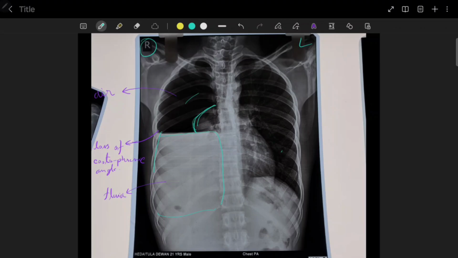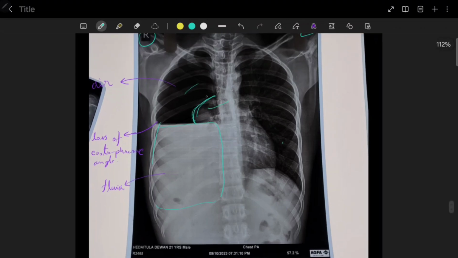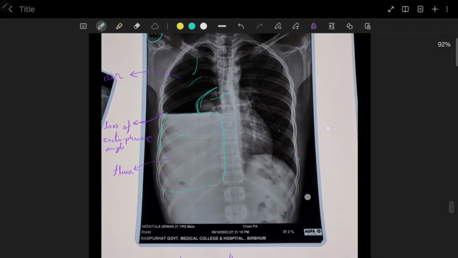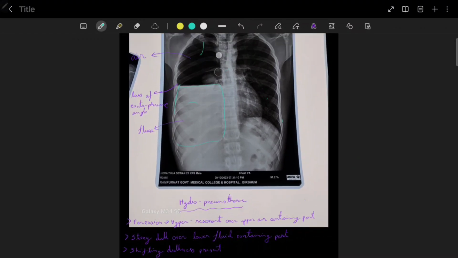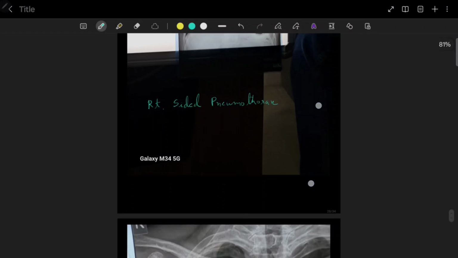Okay, so what are the findings in this X-ray? There is collapsed lung, right sided pneumothorax with fluid, means hydropneumothorax. So it is a right sided hydropneumothorax. So in this area, when you percuss this patient, you can hear a hyper resonant sound, and in the fluid area there is stony dullness. Okay, and you can find in this patient the shifting dullness. Okay, so it is a hydropneumothorax patient.